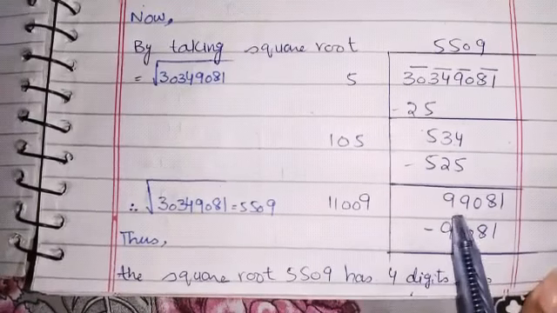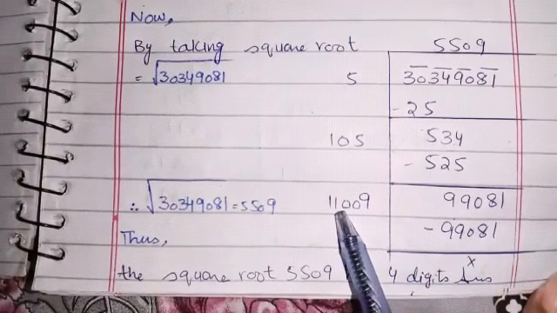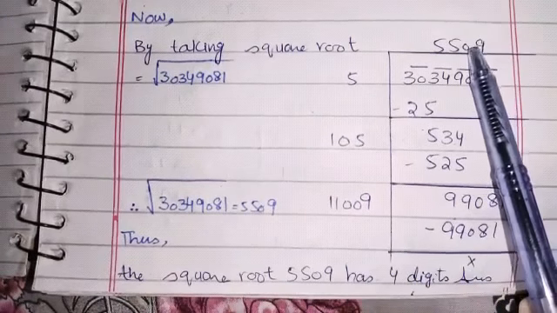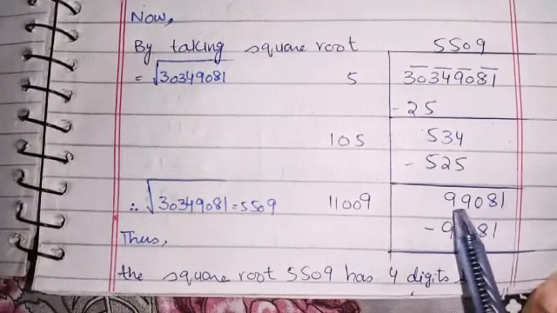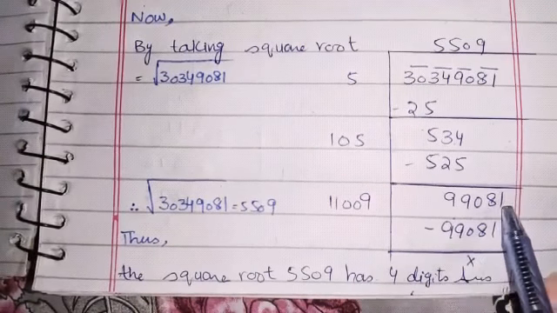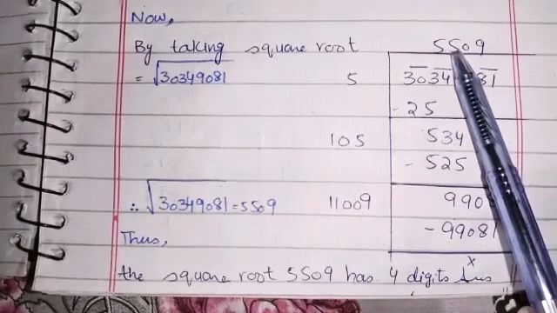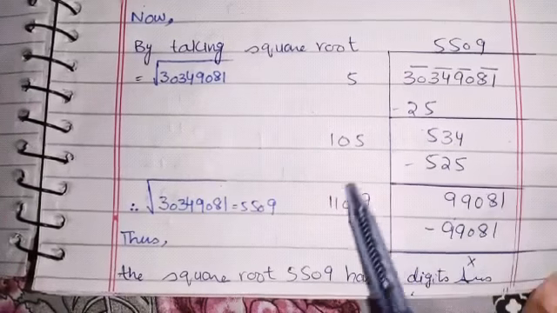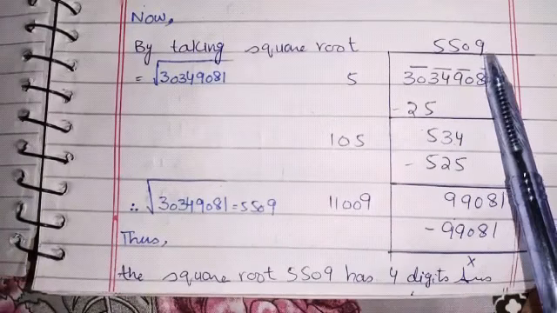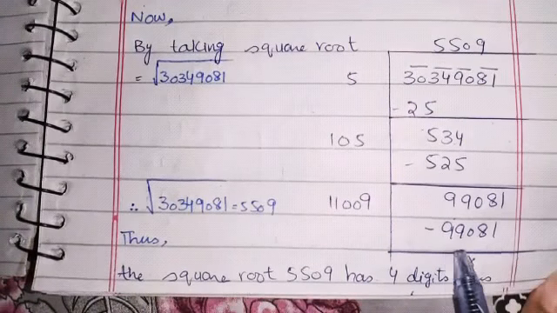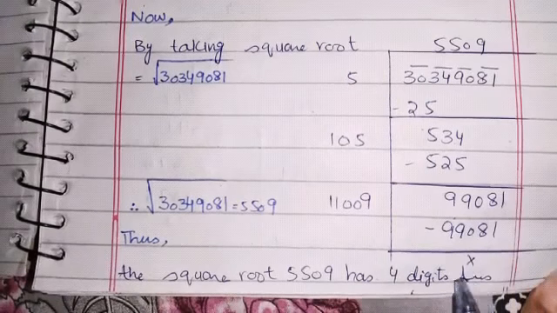Students, as you can see, our dividend is smaller than our divisor, so we will write 0 in the quotient as well as in the double of the number, and write a complete pair down again. So we have 99081 in our dividend, and in the quotient we have 550. When we double it, we get 1100. We will write 9 with it and multiply it with 9. After the multiplication, we have 99081, and after the subtraction, there is nothing.